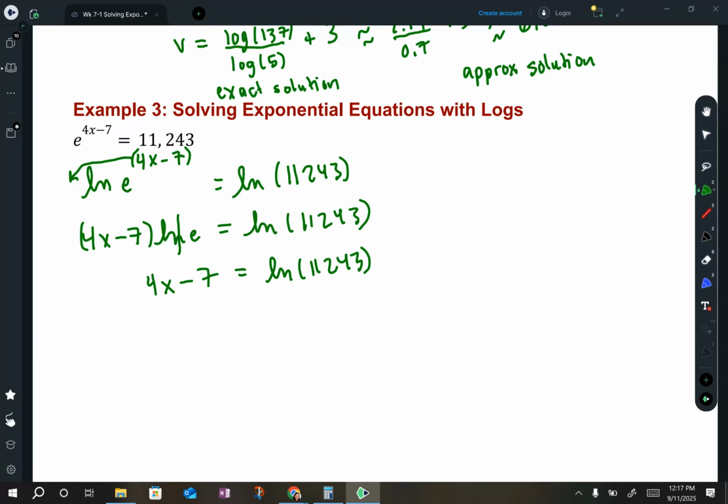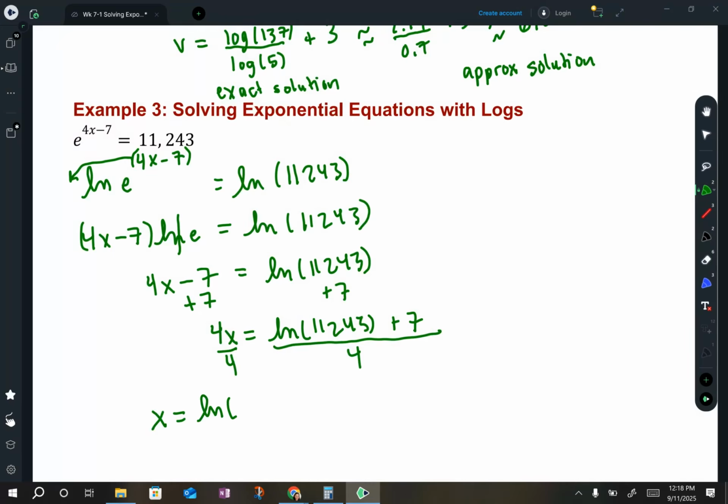So the left-hand side becomes 4x minus 7 times 1, which is just 4x minus 7. Now I have 4x minus 7 equals the natural log of 11,243. I'm going to add 7 to each side: 4x equals the natural log of 11,243 plus 7. And divide the whole thing by 4. So x equals the natural log of 11,243 plus 7 all over 4. And again, that is my exact solution.